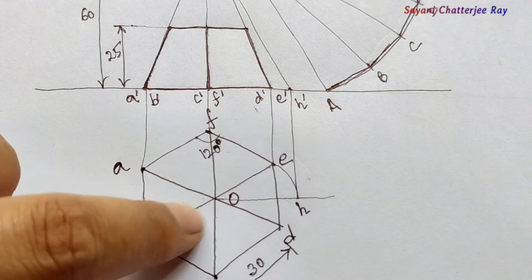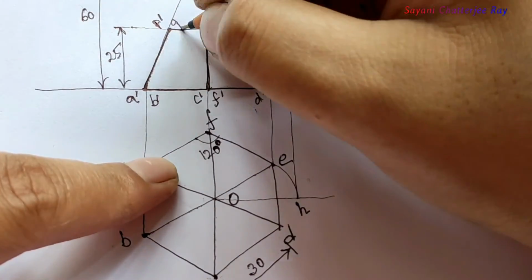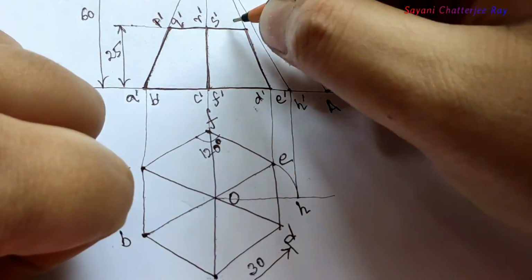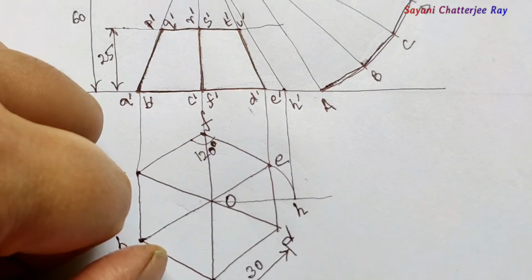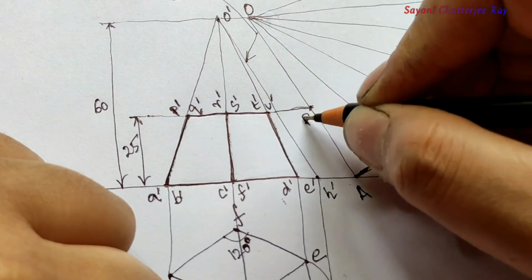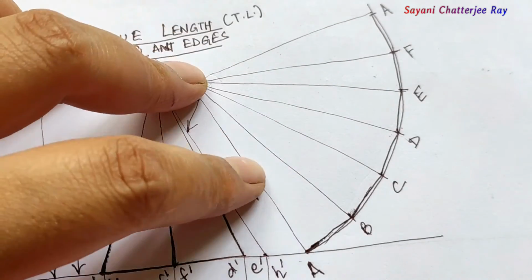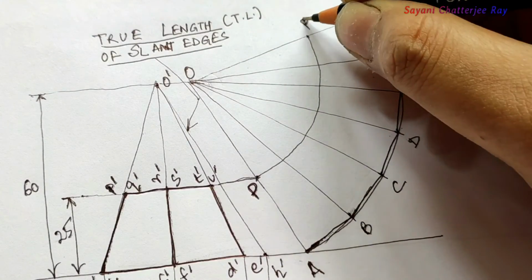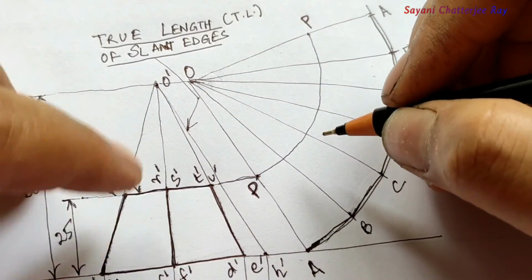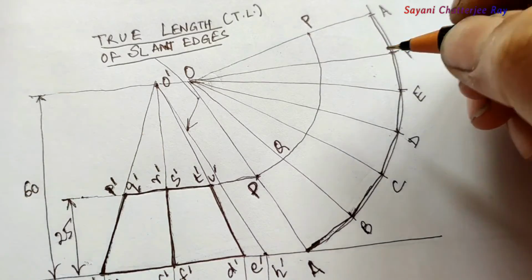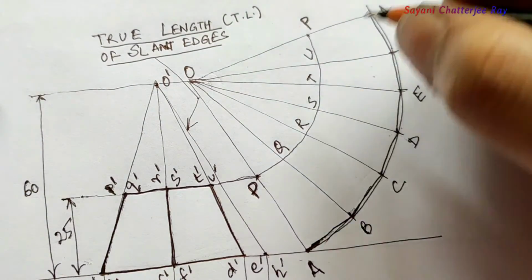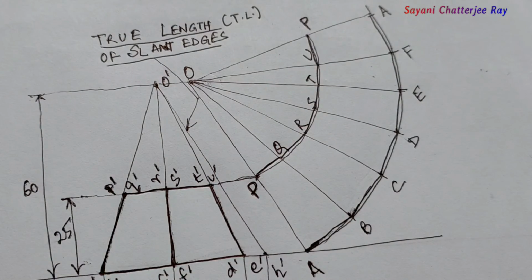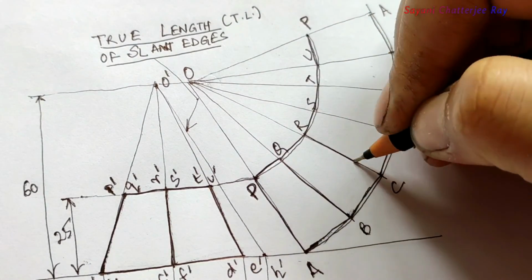Now we will mark the horizontal plane: P dash, Q dash, R dash, S dash, T dash and U dash. Extend U dash till OA and mark this point as capital P. Take O as the center, OP as the radius and draw an arc till capital P. Now mark Q, R, S, T and U as shown. Join PQ, R, S, T, U till P with the help of a straight line.